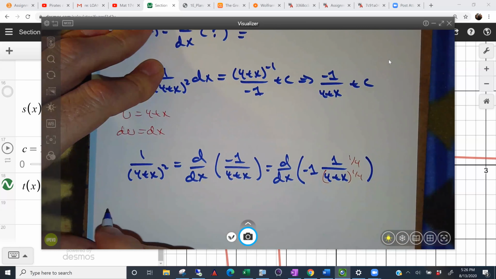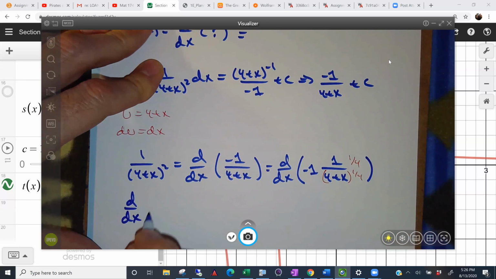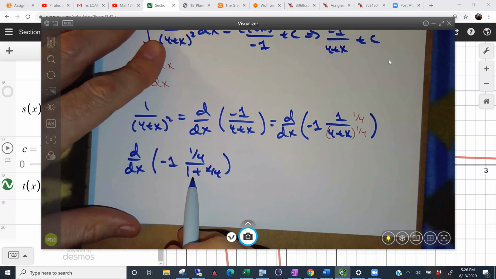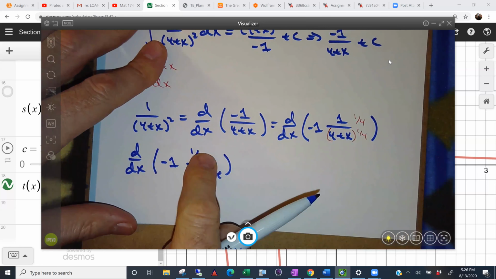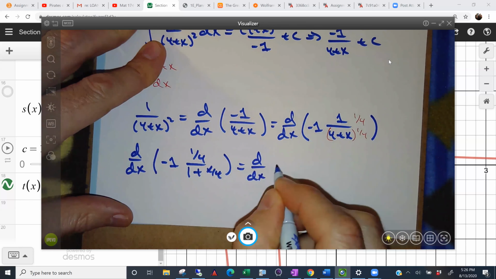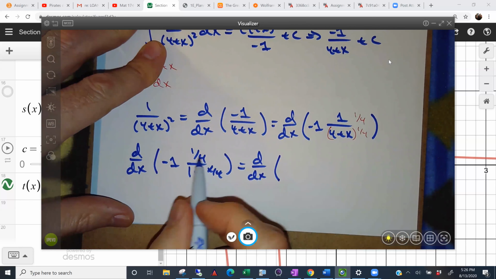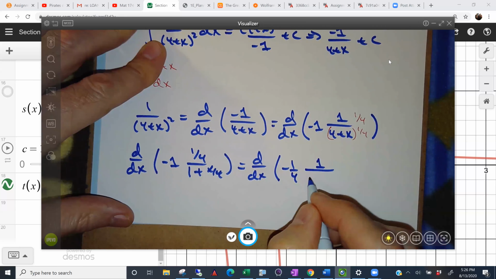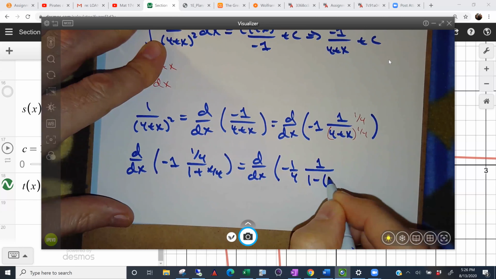So it's going to be d by dx of negative 1/4 over 1 plus x over 4. Two last things. Let's take this and put it out in front. 1/4 times negative 1, negative 1/4 over 1 plus 1 minus negative x over 4.